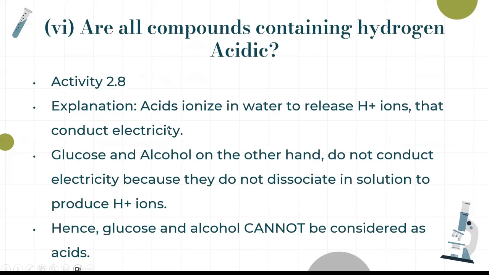This is because acids ionize in water to release H+ ions that conduct electricity. As we have seen, in the presence of HCl or sulfuric acid, these acids release H+ ions in water, and these H+ ions are necessary to conduct electricity. These are the things that conduct electricity and make the bulb glow. Whereas glucose or alcohol do not conduct electricity because they do not dissociate in the solution to produce H+ ions. Hence, we can conclude that glucose and alcohol cannot be considered as acids.